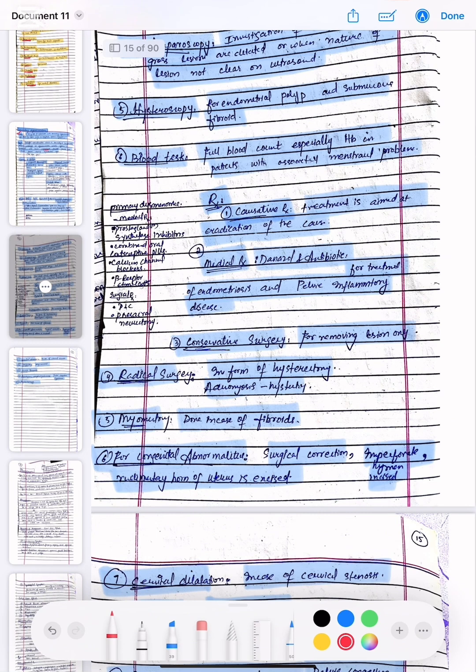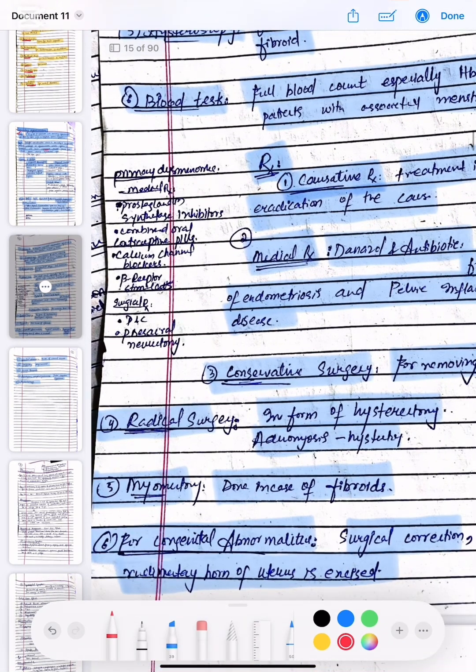For primary dysmenorrhea, this is primary dysmenorrhea. So for primary dysmenorrhea, we have the medical treatment, which is prostaglandin synthase inhibitors and combined oral contraceptive pills and calcium channel blockers, beta receptor stimulators, and surgical treatment is dilatation and curettage and presacral neurectomy.